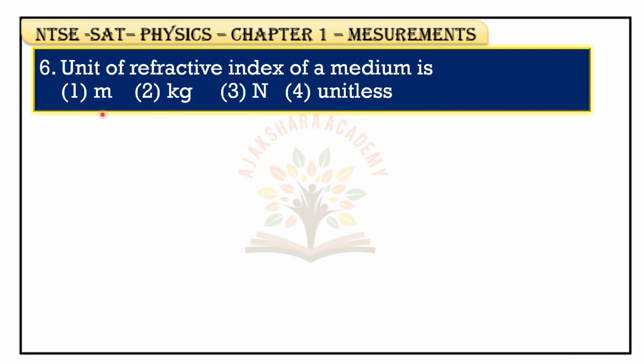Okay. Next, sixth one, unit of refractive index of a medium is meter, kilogram, Newton, unitless. Here meter is the unit of length. So unit of length is meter, unit of mass kilogram, unit of force Newton. So which is unitless?